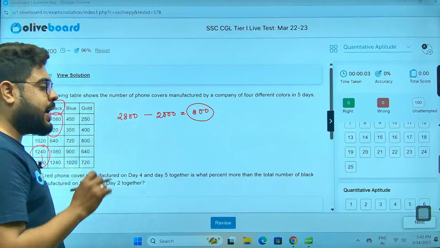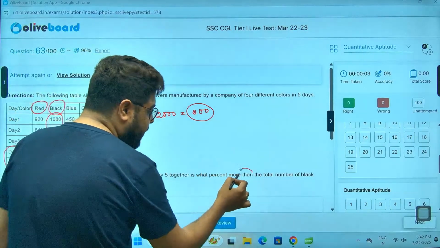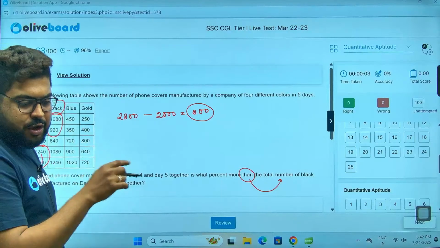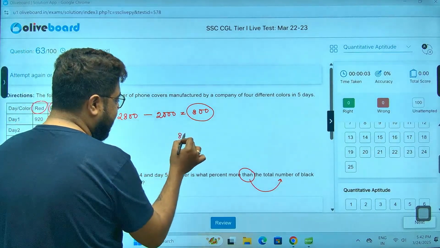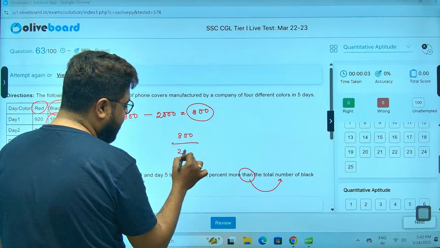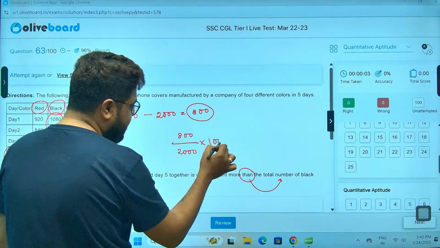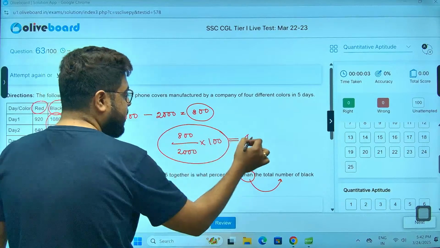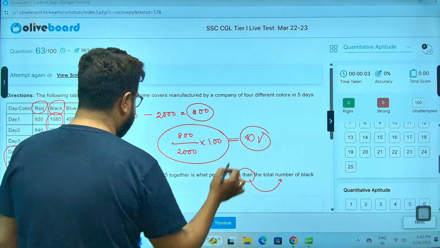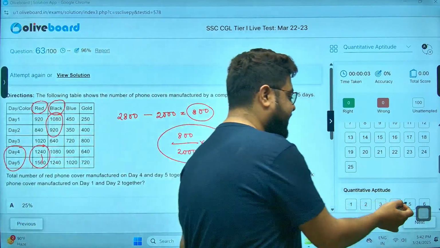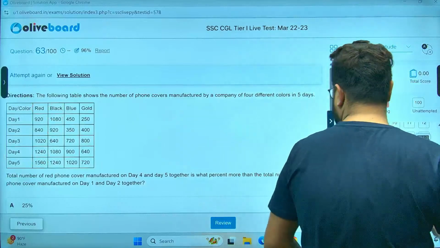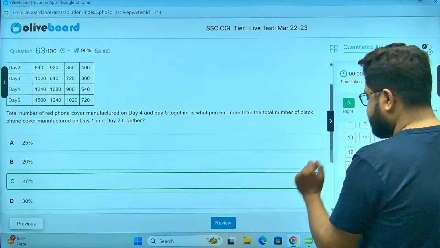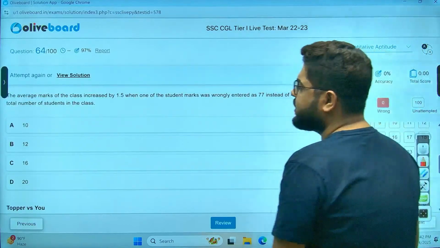What is the denominator? I told you, always whatever is after "than" is the base of the percentage. That is your denominator. You just calculate 800, what percentage of 2000? They are asking you this. Anybody can say 40% is the answer. 40% is our answer, sir. Moving on to the next one.